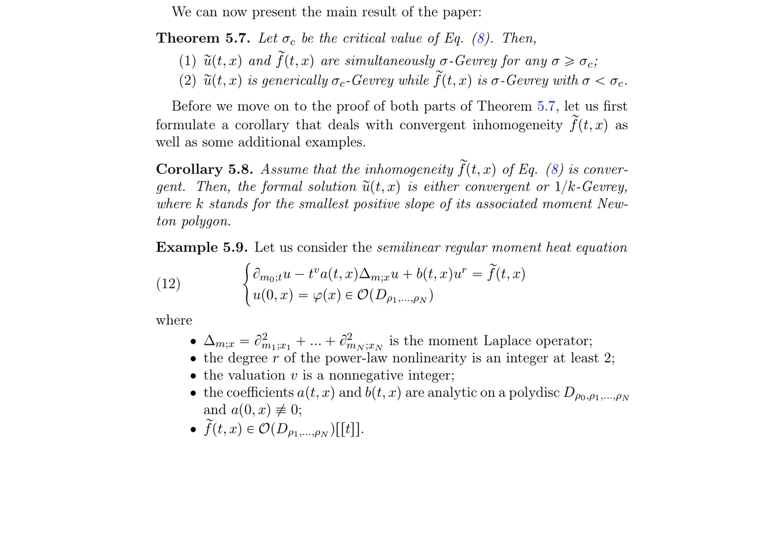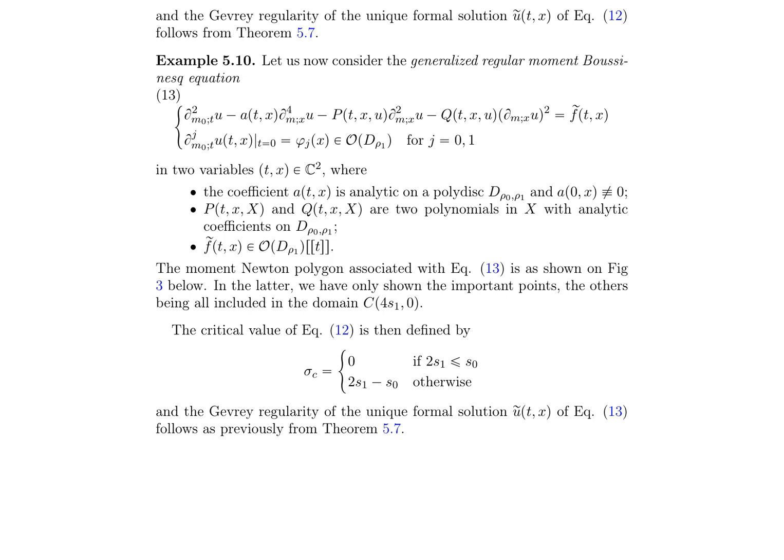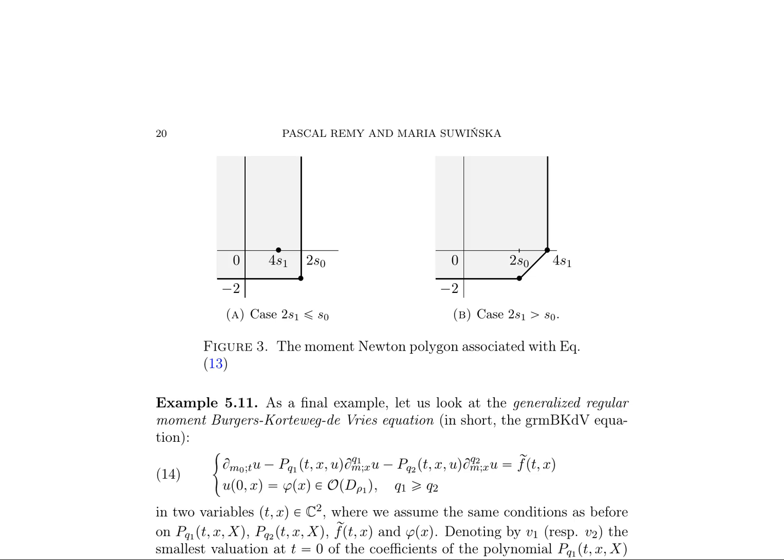An example 5.9 is also provided, illustrating the semilinear regular moment heat equation. The research discusses the Gevrey regularity for inhomogeneous nonlinear moment PDEs, focusing on the moment Newton polygon and its implications for the critical value and solution regularity. It begins by analyzing the moment Newton polygon associated with equation 12, highlighting the critical value's definition and its relation to Gevrey regularity. The discussion then shifts to the generalized regular moment Suwińska equation 13 and its associated moment Newton polygon, demonstrating a similar approach.